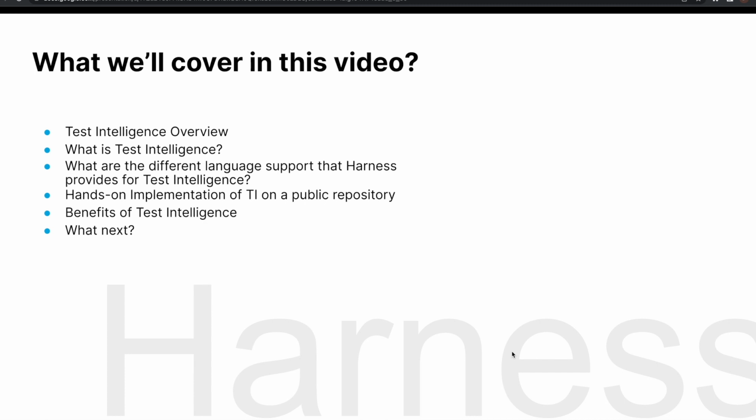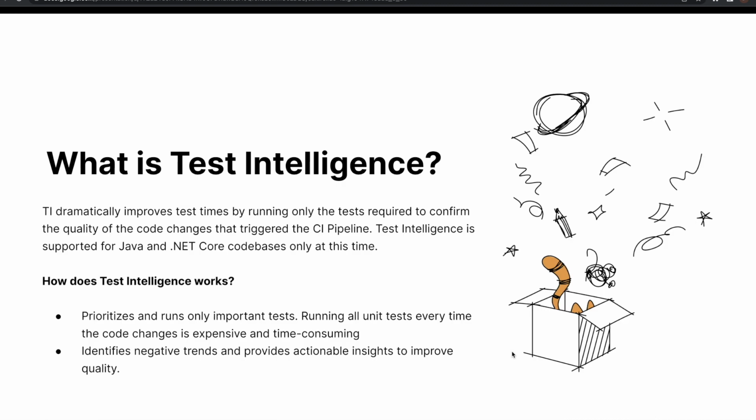So what we'll be covering in this video is an overview of what test intelligence exactly is, the different language support that Harness has for test intelligence. We will see a hands-on implementation of TI on a public repository and also understand the benefits of test intelligence and what's next for test intelligence. So let's talk about test intelligence and what it does and how it is useful, and also understand what are the different supported languages that we have at Harness. And at the end of this video, we'll also use it on a public repository, let's say an Apache project.